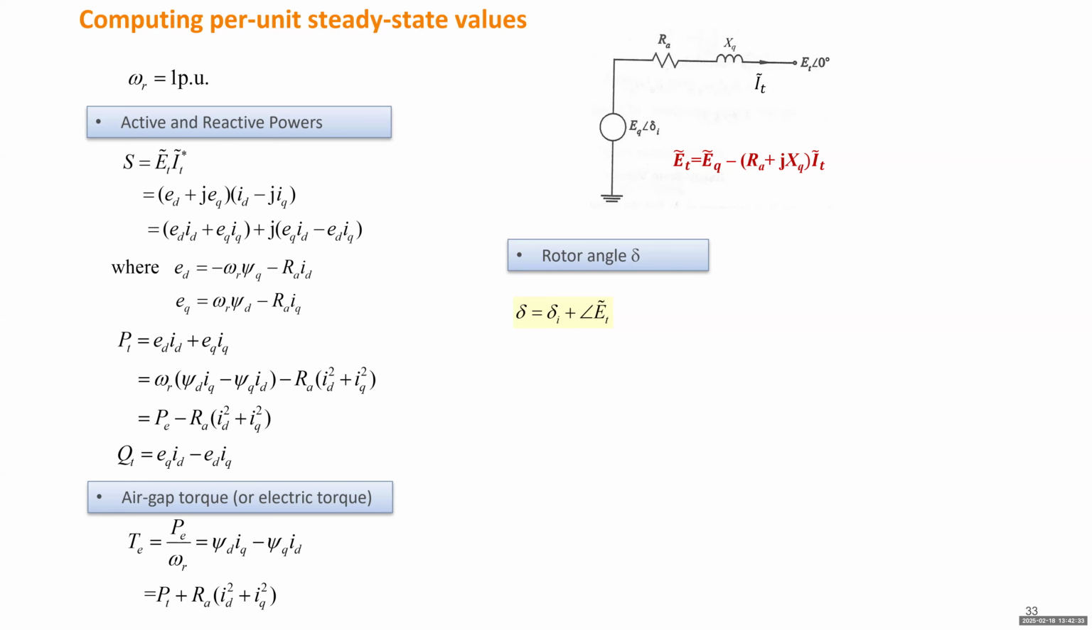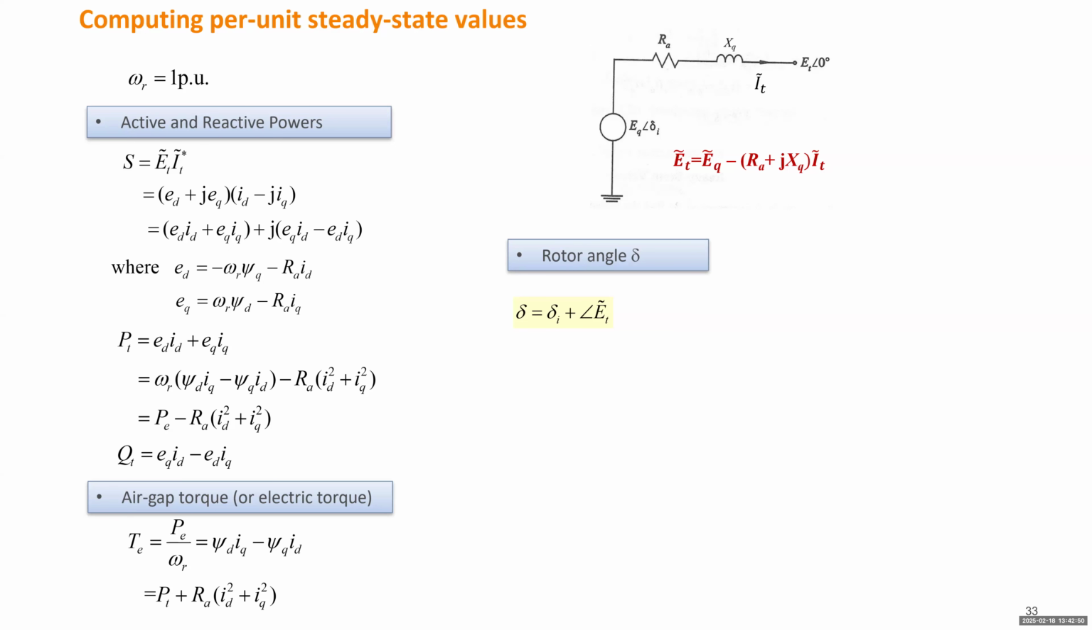So we can use this angle of the ET as a reference. Here we assume that to be 0. But if it's not 0, that angle will be the reference. So that angle plus the angle of delta I will be really the rotor angle.